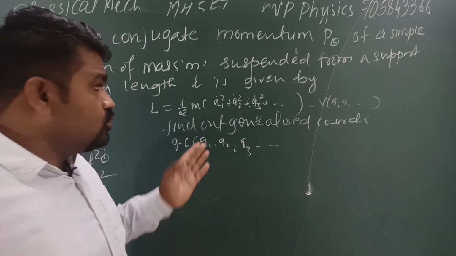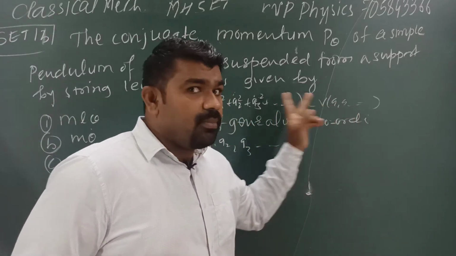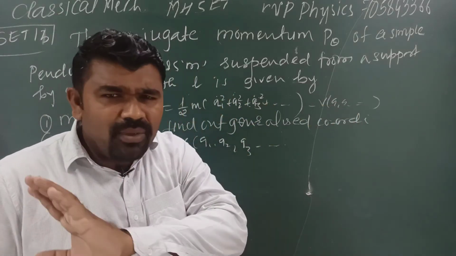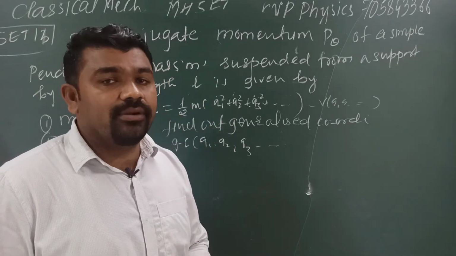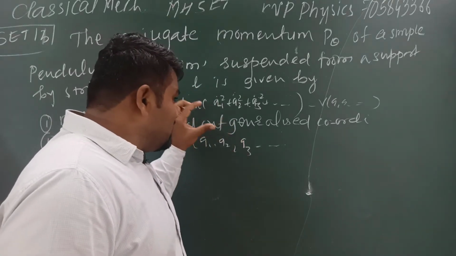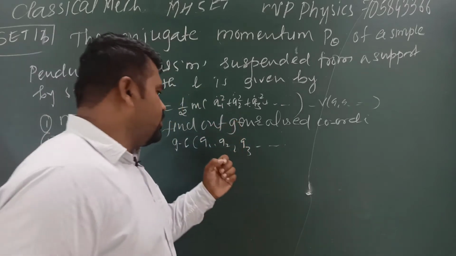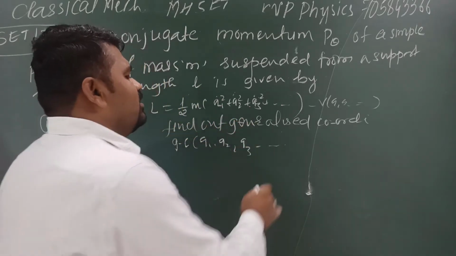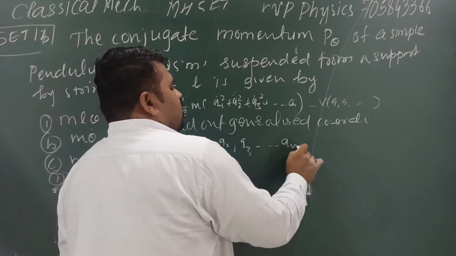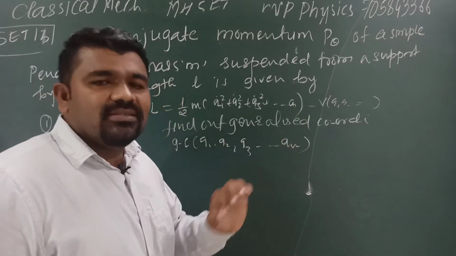Always memorize: suppose a q dot is present in velocity but not present in the kinetic energy, then we cannot say it is a generalized coordinate. Only if it is present in the kinetic energy can we say it is a generalized coordinate. So here q1 to qn are the generalized coordinates.